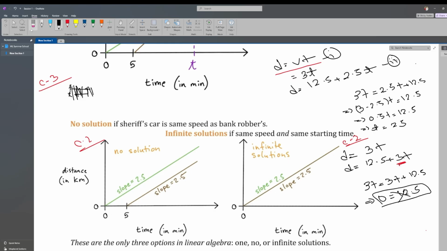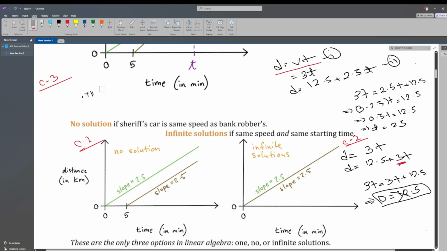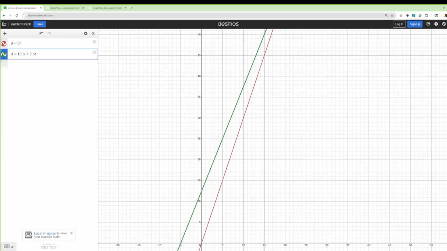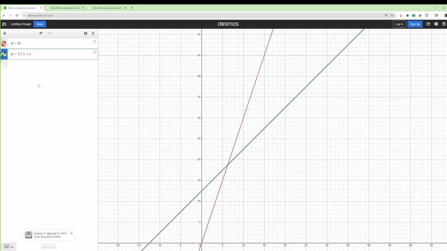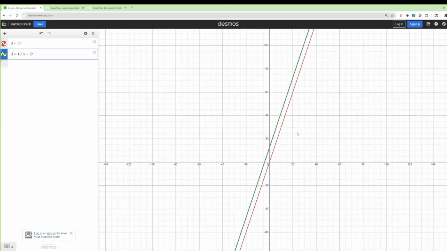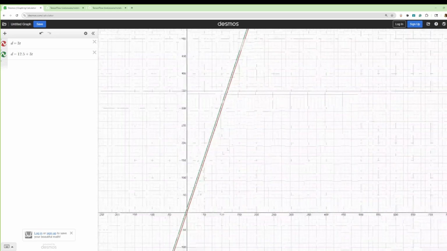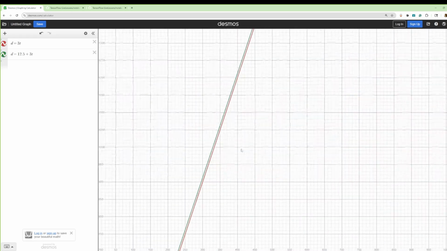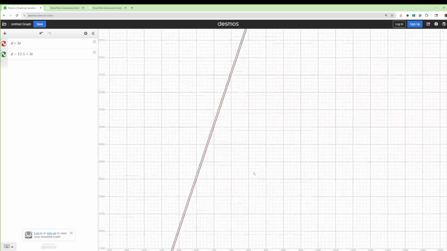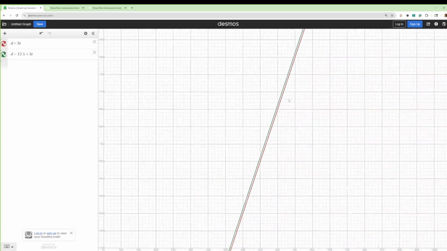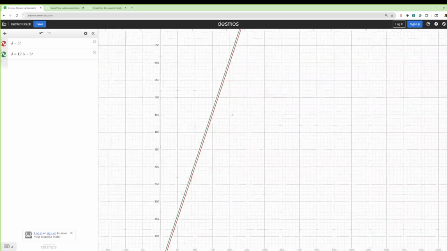Okay, so we can visualize them in our graph as well. If you just go here, 3D. First of all, here we have a head start but the same speed. If you zoom out, you can see there is no collision. They maintain some sort of distance, wherever we go.